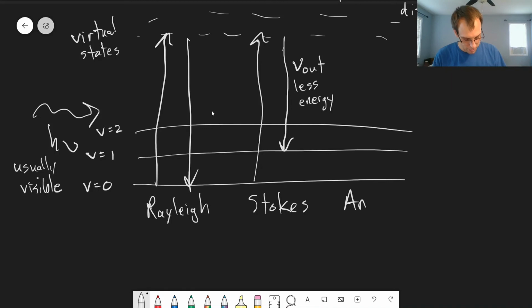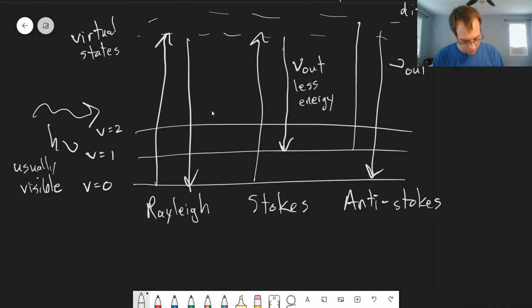And then the other possibility is what's known as anti-Stokes scattering, where our molecule starts in an excited state and goes down to a lower energy state. So the photon coming out has more energy than the photon that went in. And so we can use this to measure the difference between the energies of our two photons, which tells us the difference in energy between these two different vibrational levels that are observed.